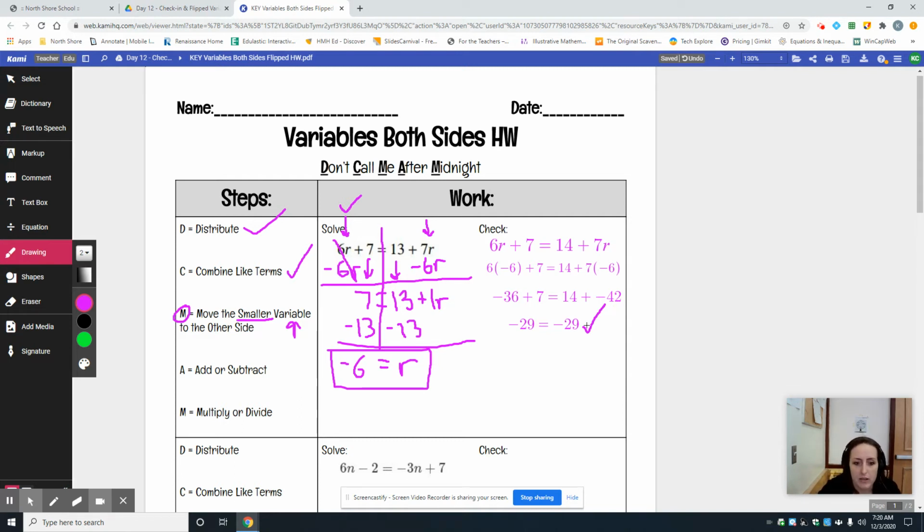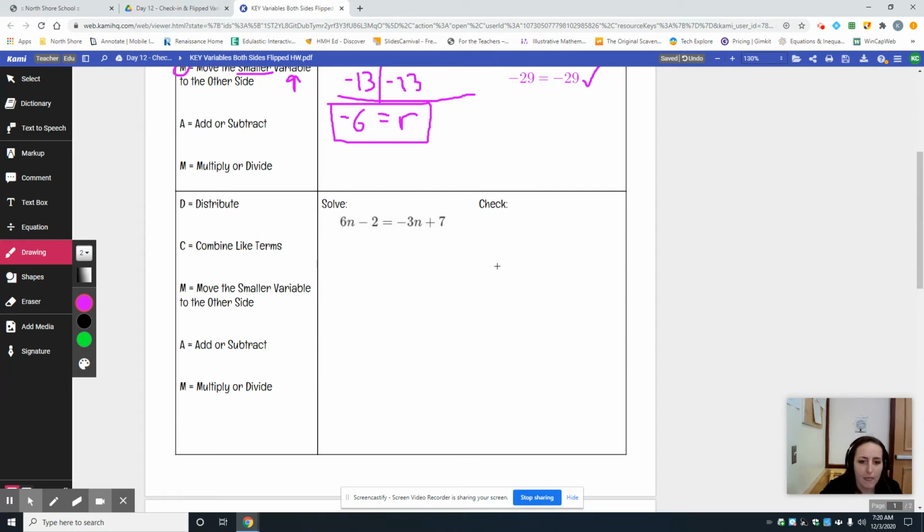All right, let's do the next one together. This says solve 6n minus 2 equals negative 3n plus 7. We're going to look for distribution first. No distributing, so we're going to put a check mark. Combining like terms, we got to make sure we have a brick wall, and there's no like terms on the left and no like terms on the right.